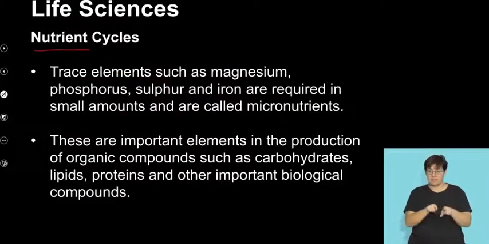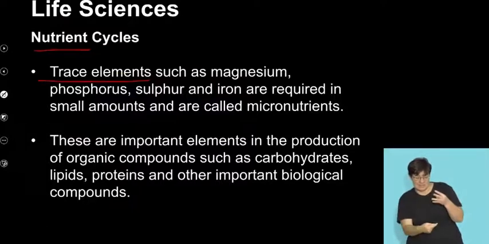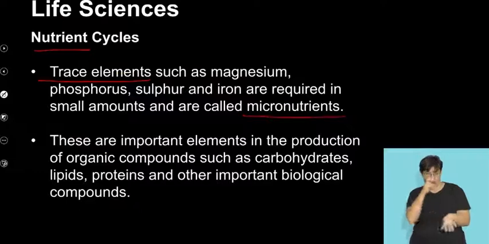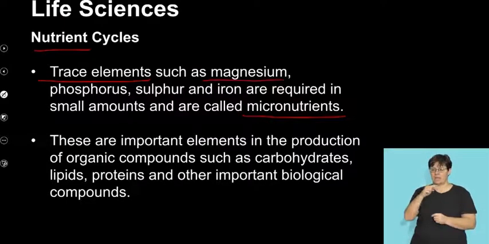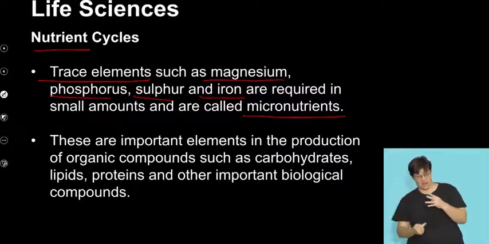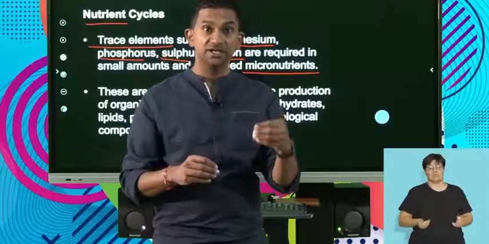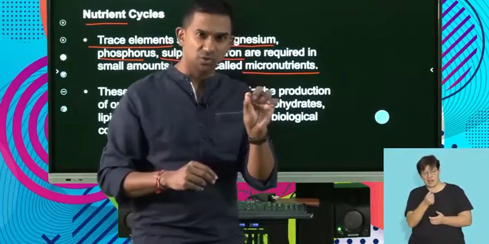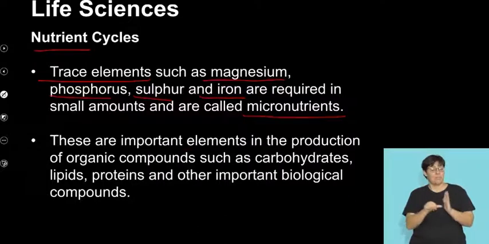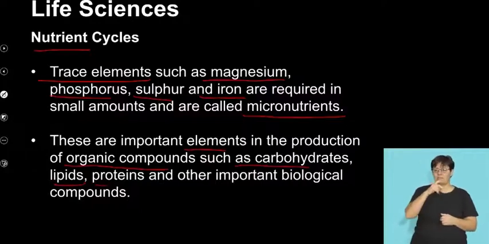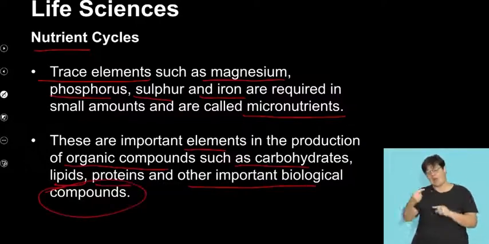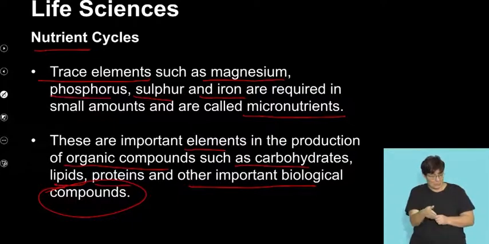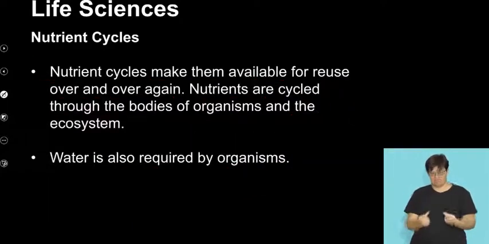We also need to recognize that there are some trace elements, and these are elements that are required in significantly smaller quantities, and these include magnesium, phosphorus, sulfur, iron, and a few others. And these are important micronutrients in the production of some of our organic compounds. Again, the term micro refers to required in small quantities. These are important elements as they produce organic compounds such as carbohydrates, lipids, proteins, and other important biological compounds. And without these, we would not be able to sustain the life forms on Earth.